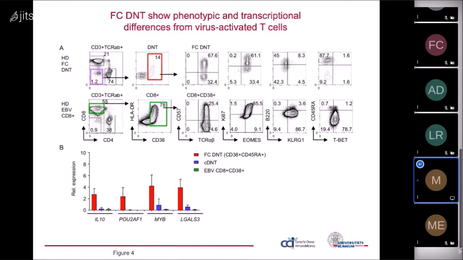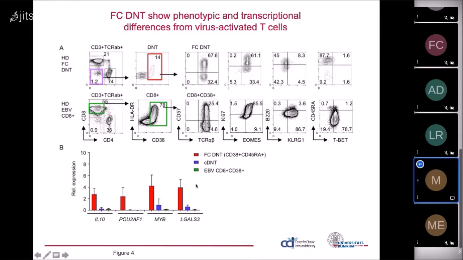And so we collected blood samples of healthy individuals, so immunologically healthy individuals with acute EBV infection, and we concentrated on their CD8 T cells. And they were, as expected, as you can see here, very much expanded in green. And these CD8 were expressing CD38 and HLA-DR, exactly like the Fc-DNT. However, they were also highly expressing CLARG1 and TBET, which was not the case in Fc-DNT, and they were definitely not expressing CD45RA and B220, in contrast to the Fc-DNT.